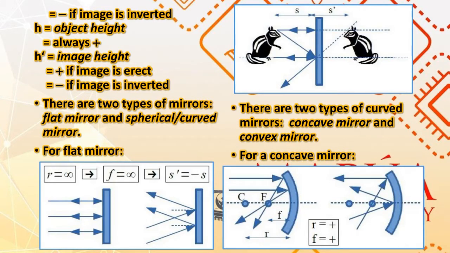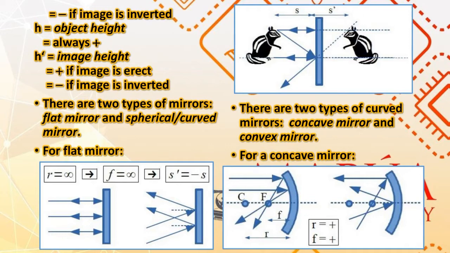H is called the object height and is always positive, whereas H prime is referred to as the image height, and compared to the object, H prime may be positive or may be negative. H prime is positive if the image is erect, and negative if the image is inverted.